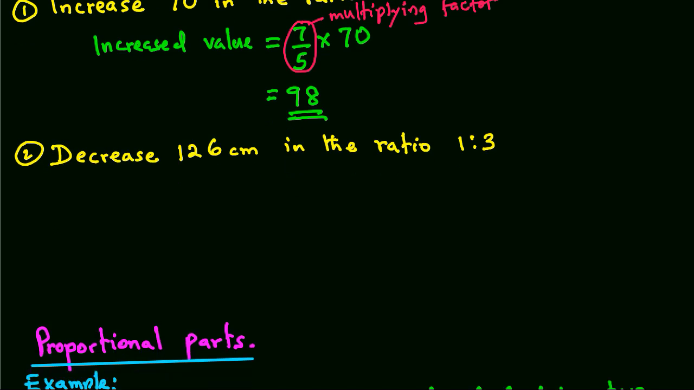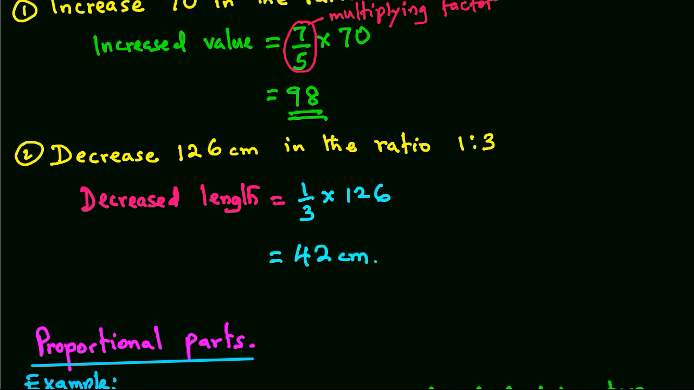Example 2, we have decreased 126 centimeters in the ratio 1 to 3. So we can say that the decreased value or decreased length will be the multiplying factor, that is 1 over 3 times 126. So therefore that would give us 42 centimeters.